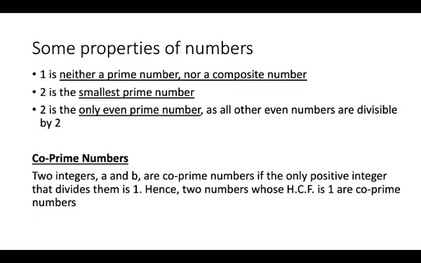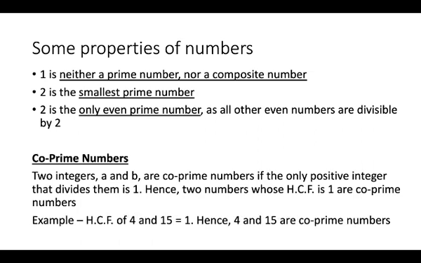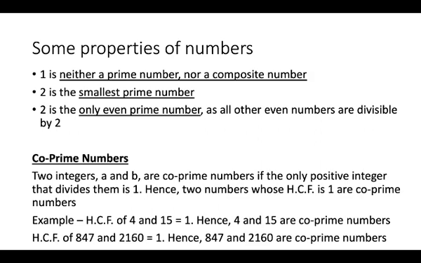Here I explain co-prime numbers. These are the numbers whose HCF is 1. For example, 4 and 15. HCF is 1. So these are co-prime numbers. Now, HCF of 847 and 2160 is also 1. So these are also co-prime numbers. So students, you can check which numbers are co-prime.